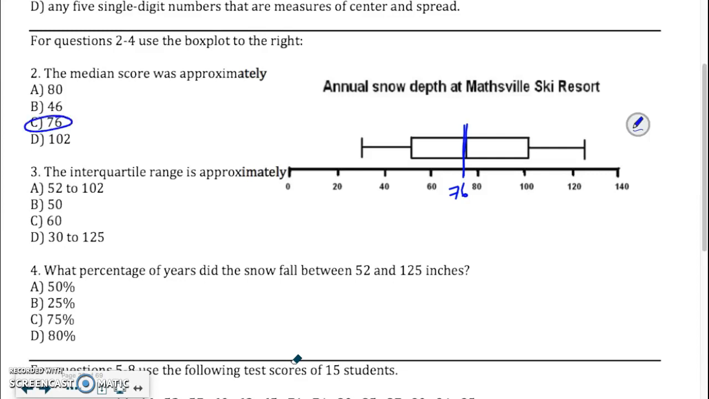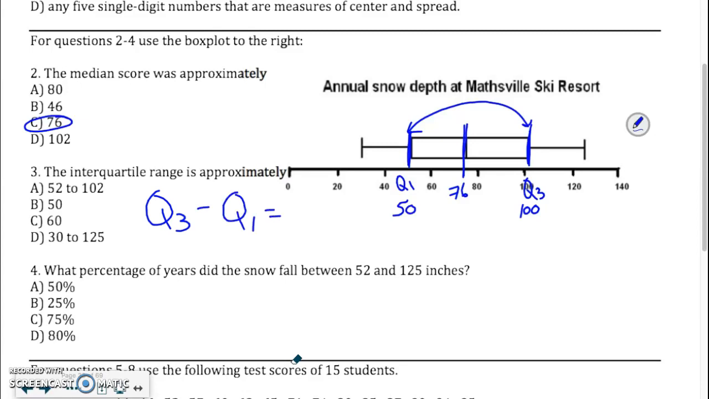Then the IQR, or interquartile range. The interquartile range goes from quartile 1, which is the start of your box, to quartile 3, which is the end of your box. So it goes from here to here. Quartile 1 looks like it's in the 50s somewhere, and quartile 3 looks like it's a little bit over 100. So what am I going to do to calculate that? I'm going to take quartile 3 minus quartile 1, and I would say B is your closest answer. Approximately 50 in spread, or range, I'm sorry.